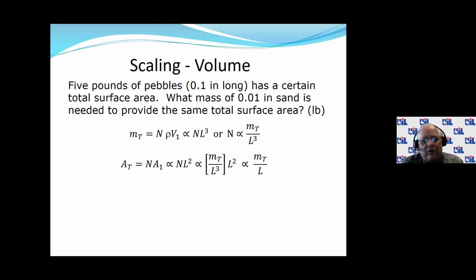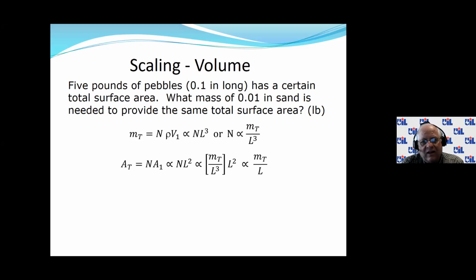I write the number of particles, or number of pebbles, as a function of the mass by substituting in that first equation: N is proportional to M_T over L cubed. I substitute that down below for N. So I have M_T over L cubed times L squared, or my surface area actually goes as the mass divided by the length, where it's linear length. So what this says is if I double the mass, I double the surface area.